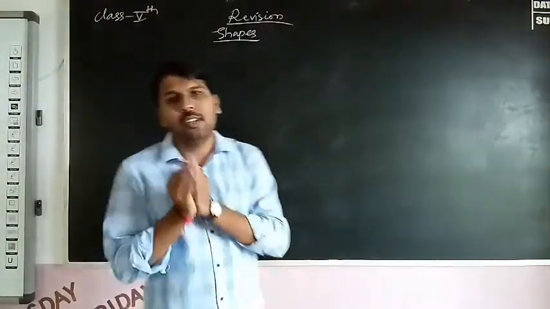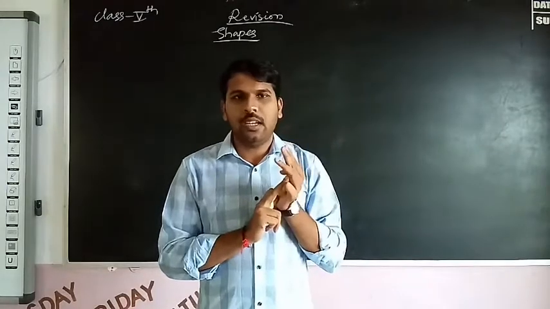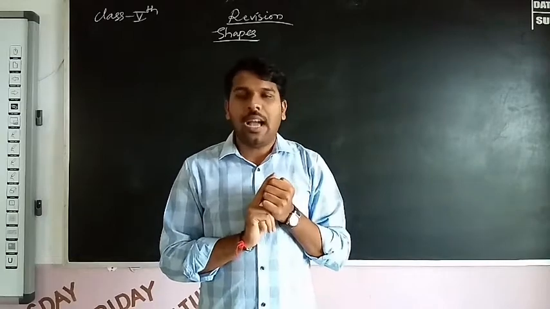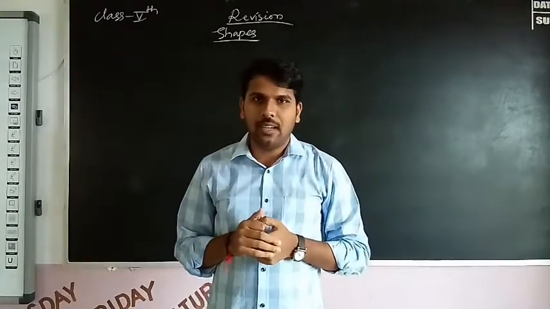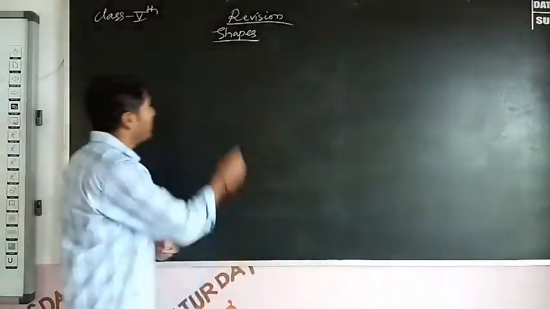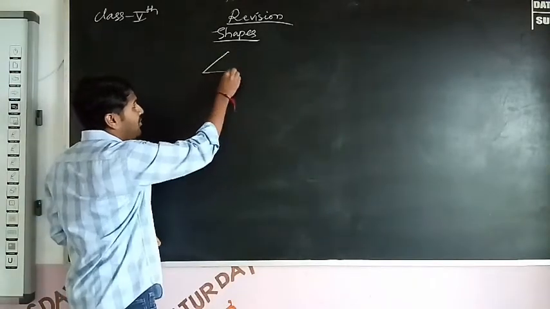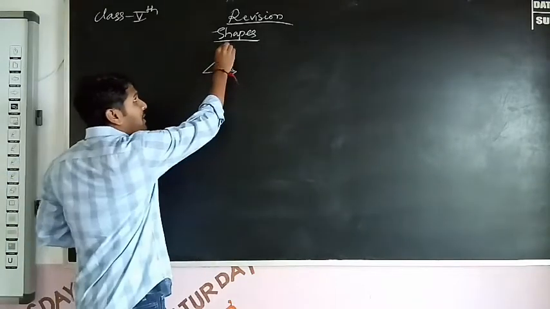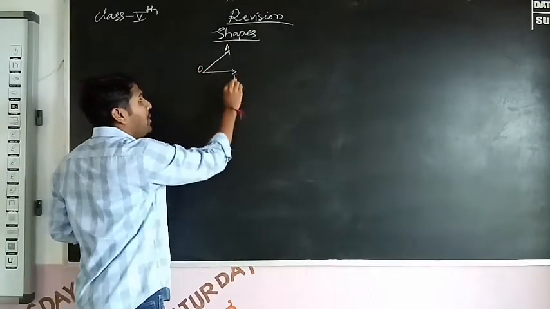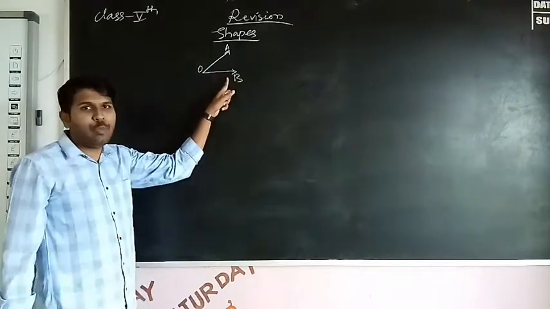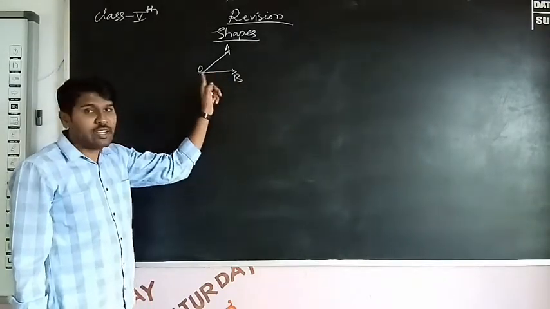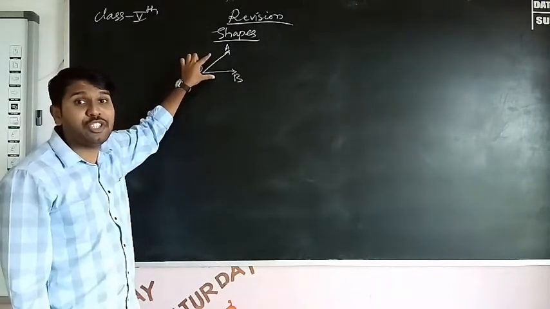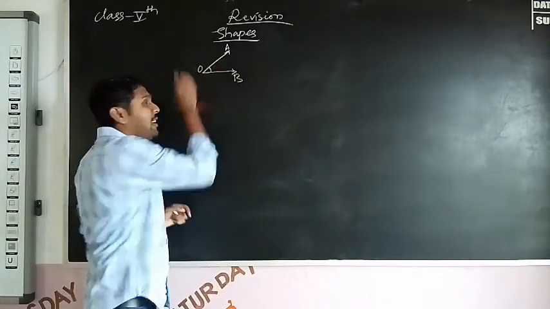In the shapes chapter, what you have learned: angle, types of angles, measuring an angle and naming of an angle. So what is meant by angle? This one is an angle. First, give a name A, O, B. What is this OB? OB is a ray. This one is one ray and OA is another ray. So these two are rays, and the angle is formed here.